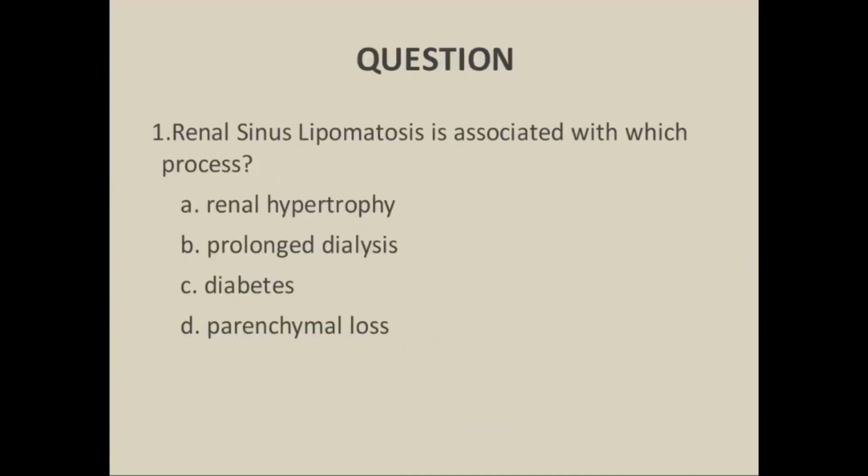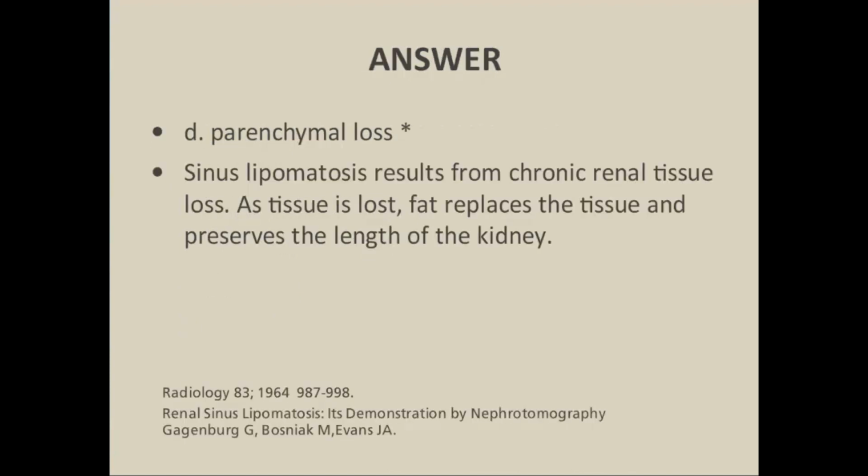So now, just to check and see if we've been staying awake, we're going to go with our first question. Renal sinus lipomatosis is associated with which of the following? Renal hypertrophy, dialysis, diabetes, or parenchymal loss? Parenchymal loss is the key barometer here of why you have sinus lipomatosis.